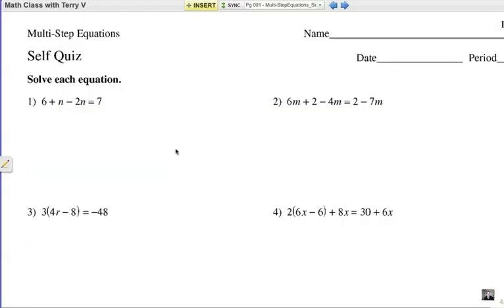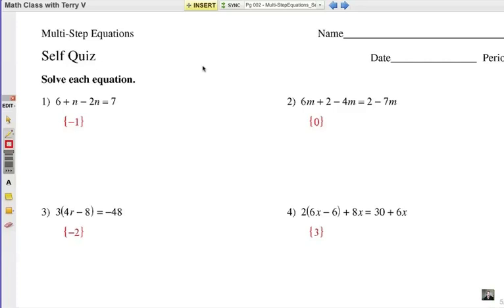All right, I'm going to show you the first four questions here of this self-quiz. So hit pause and work these out step by step and see if you can come up with the correct answers. All right, hopefully you've tried these, and you can see the answers in red, but let's prove it and go through the steps on how that works.